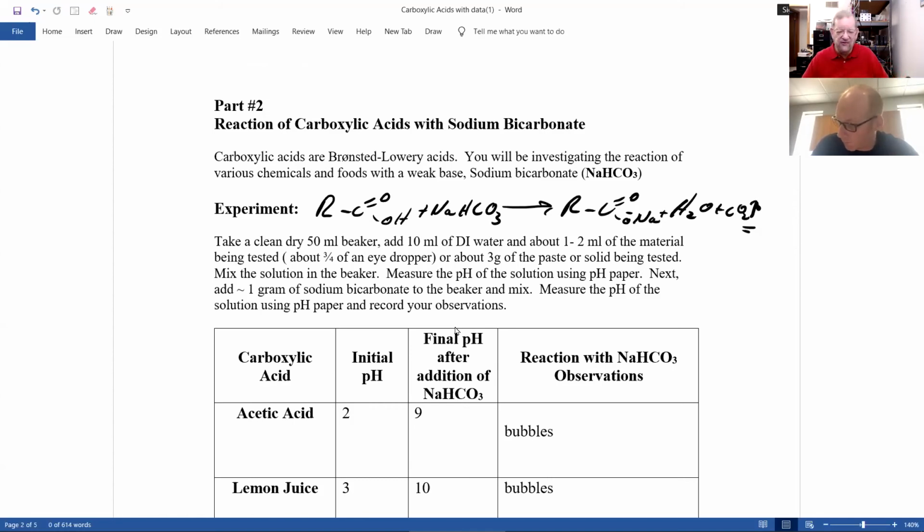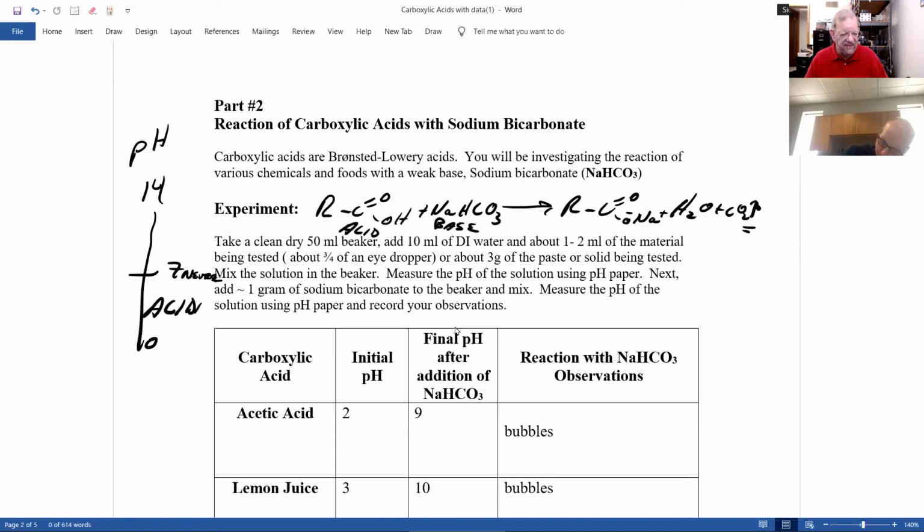Now, when you add a base to an acid, you get an acid-base reaction. And for those of you who forgot, you can measure what's happening with the pH scale. And we do this in our lab with pH paper, and it changes color. Now at 7, you have a neutral solution. Below 7, it's acidic. And above 7, it's basic. And if you were to add a base to an acid, you'd expect the pH to go up. And maybe I'm lying to you.